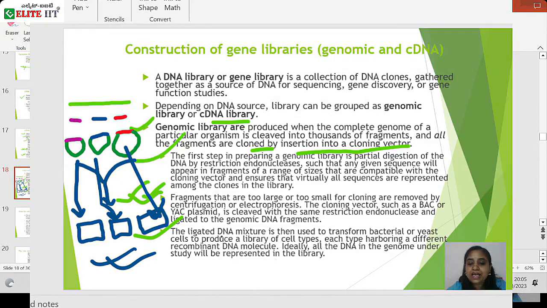The ligated DNA mixture is then used to transform bacterial or yeast cells. That means BAC or YAC generally used to produce a library of cell types, each type harboring different recombinant DNA molecules. So if you consider, this will give you one recombinant, this will give you another recombinant, and this will give you another recombinant. So all together you are making the library. Okay.